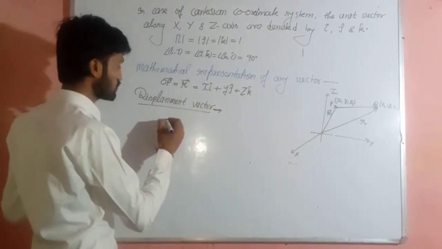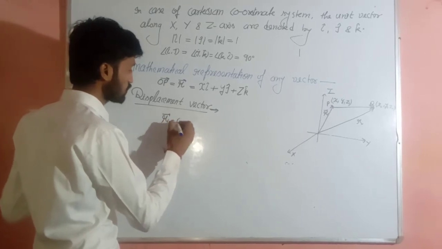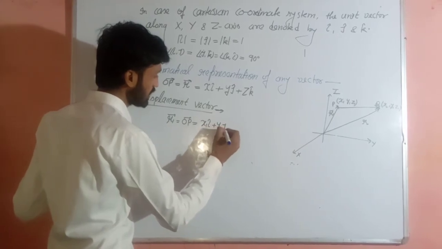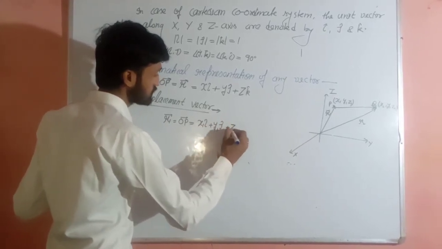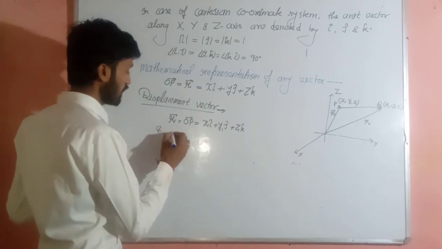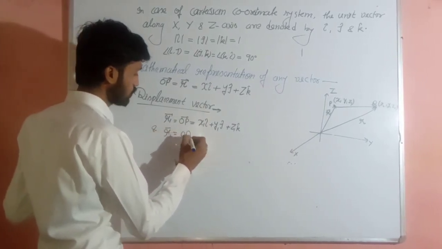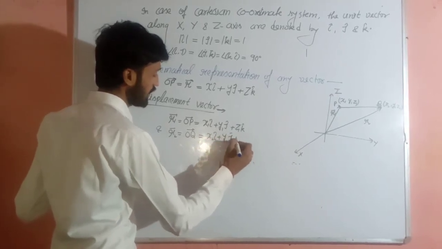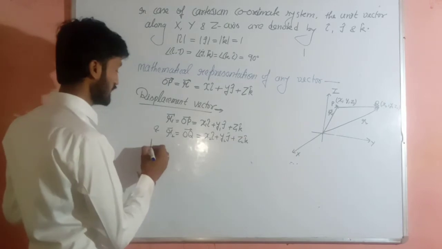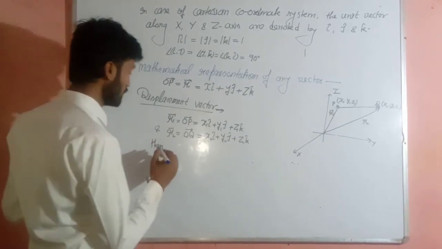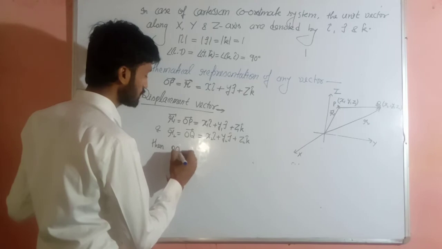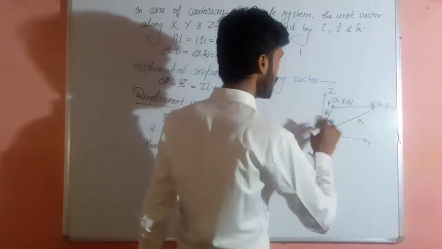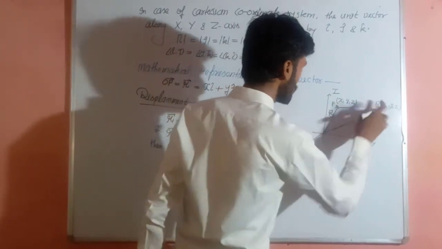For the displacement vector, first of all find out vector r1 equal to OP, which is equal to x1 i cap, y1 j cap, z1 k cap, and r2 equals OQ, which will be equal to x2 i cap, y2 j cap, and z2 k cap. Then use the vector addition law. Vector PQ will be equal to, what is it, we go from P to Q, which is equivalent to going from P to O to Q.